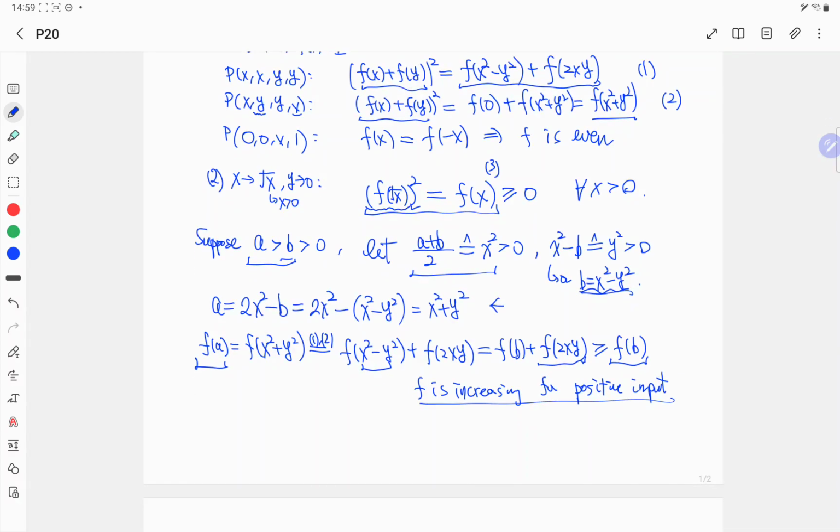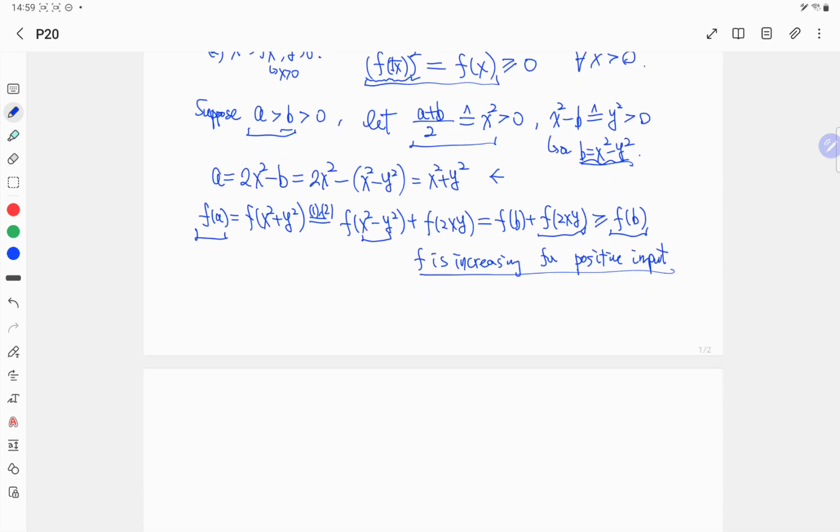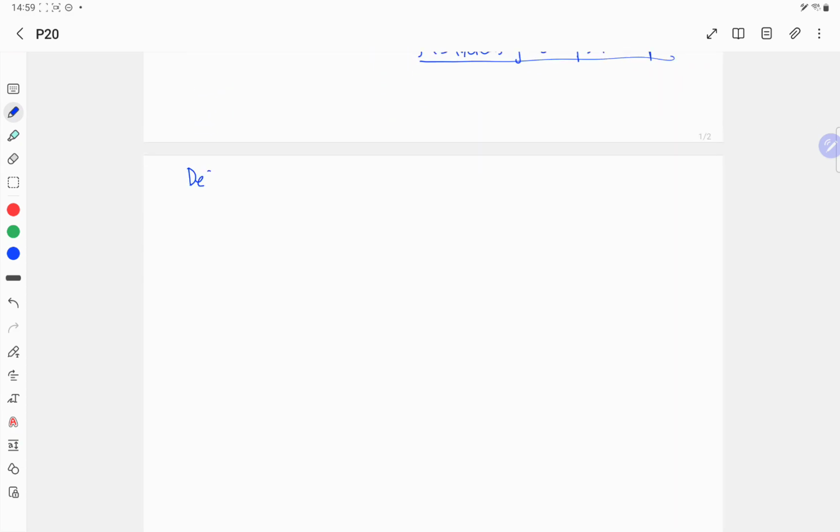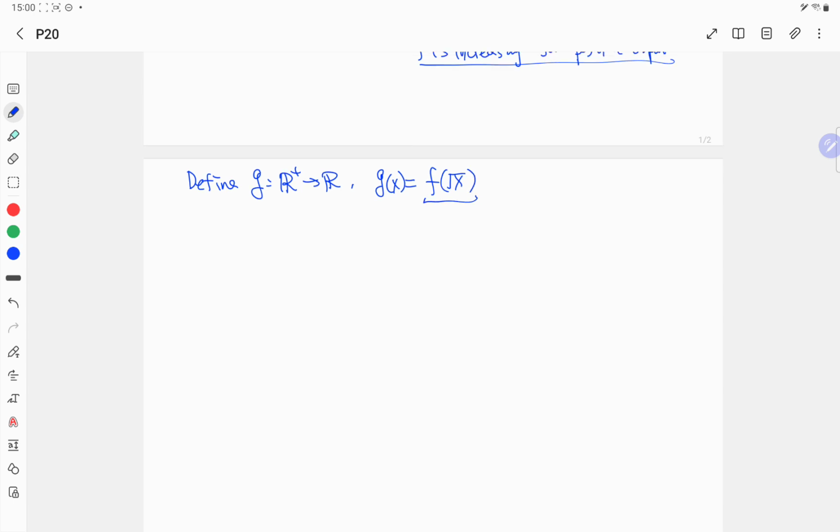Okay, and then next we try to define a function g from positive real numbers to real numbers, such that g of x equals f of square root of x. And as f is a positive number, g of x is also greater than or equal to 0, or at least a non-negative number.